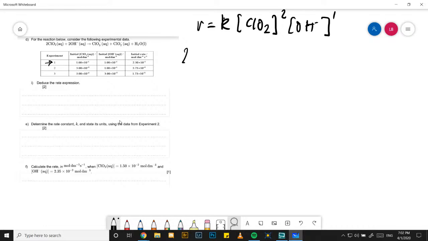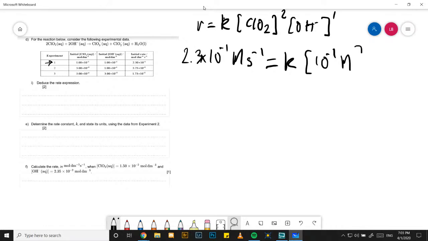So the initial rate is equal to 2.3 times 10 to the negative 1 moles per dm cubed per second. I'm not going to use the entire thing, I'm just going to use m instead because it gets a little confusing. So 2.3 times 10 to the negative 1 m s to the negative 1 is equal to k times ClO2, the initial ClO2 concentration, which is 1 times 10 to the negative 1, squared, times the OH concentration, which is at this stage 10 to the negative 1 again, to the power of 1.